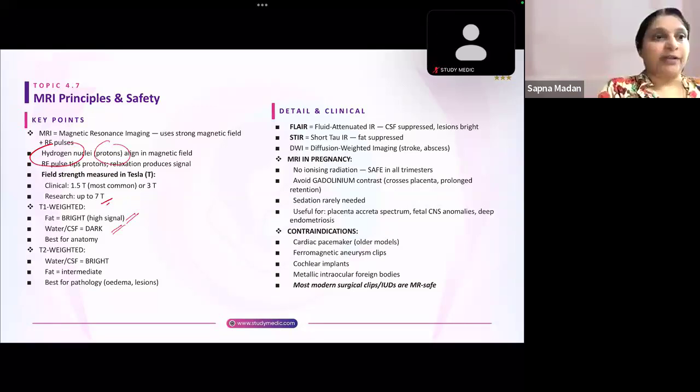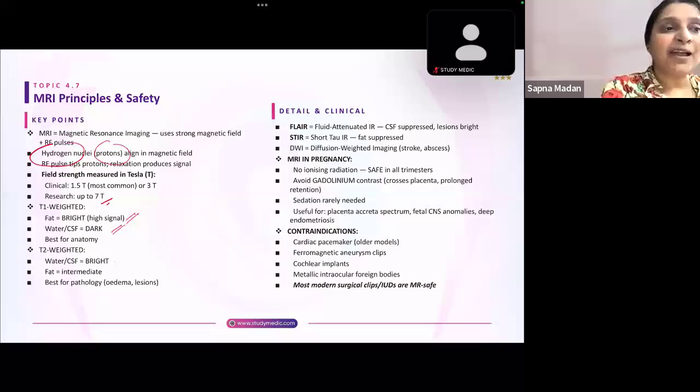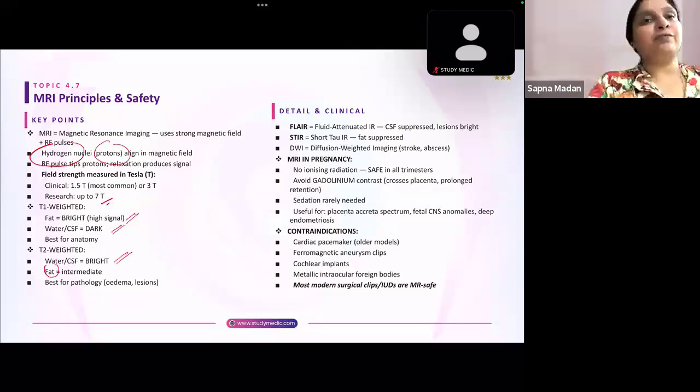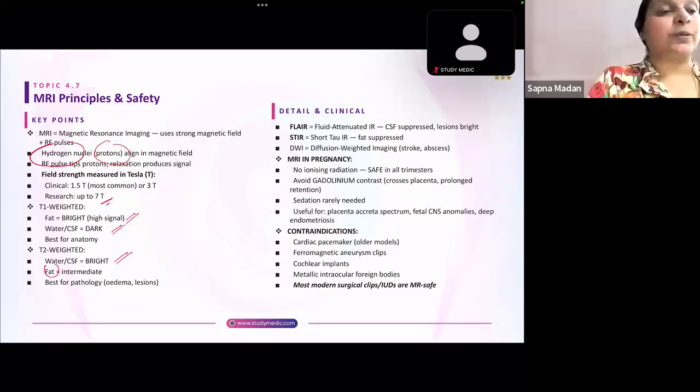T2 weighted images, water or CSF will appear bright, and even the fat appears a little bit bright. But if you compare it with the T1, then it is not as bright as that, okay? And mainly the difference is that the water and CSF will appear bright, and this is particularly for pathological lesions like edema, inflammation, or any lesions which are present.